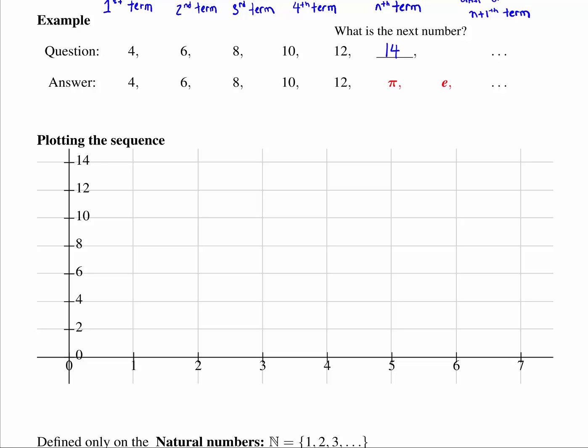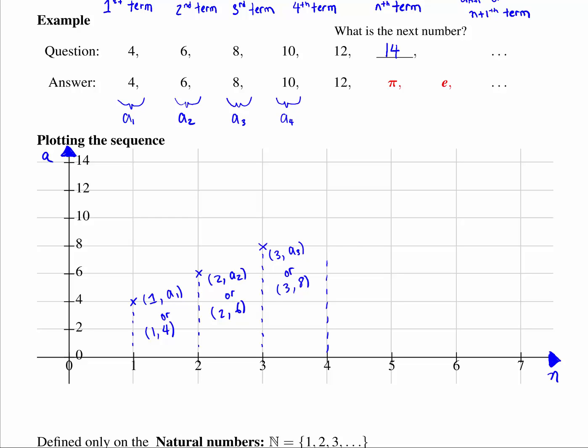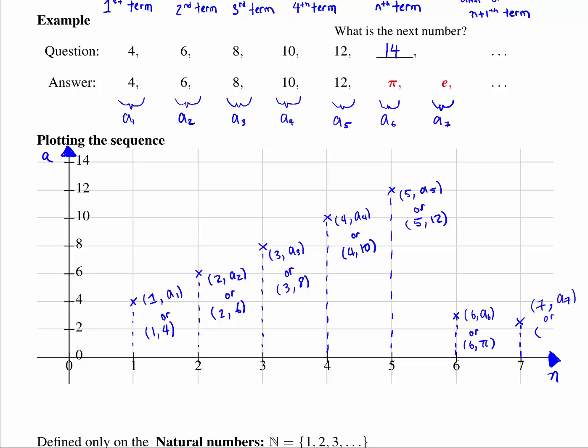To motivate the second perspective, we will plot this sequence. So in particular, after labeling the vertical axis as a and the horizontal as n, we take 4, which is a1, the first term, that would be plotted at the point 1 and a1, i.e. 1 and 4. The second term, which is 6, would be plotted at 2 and a2, which again is 6. And we go on and we plot all of these 7 points, the last two being 6 pi and 7e.